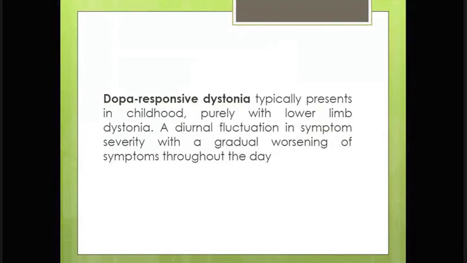Nowadays, for more than 15 years, we have highlighted something called dopa-responsive dystonia. Actually, the first paper was published more than 40 years ago, but it was highlighted in the last 15 years. Any child with purely lower limb dystonia, starting as we said in childhood with the lower limb, with diurnal fluctuation in symptom severity, with gradual worsening of symptoms throughout the day, should have a trial of dopa. At the start we did the trial for 3 weeks. Nowadays, for 3 months.